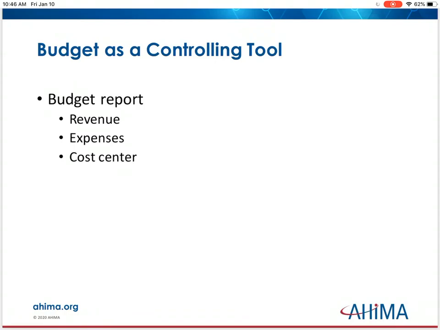So the HIM department would have its own cost center number. The radiology department may have several cost center numbers depending on how they break down each section of radiology. So MRI may have its own cost center, and CT may have its own cost center, and interventional radiology may have its own cost center.